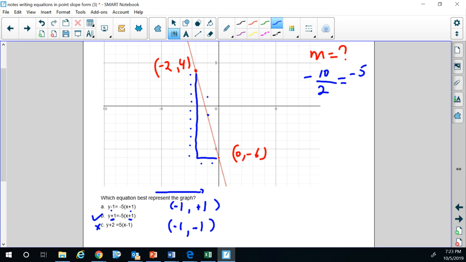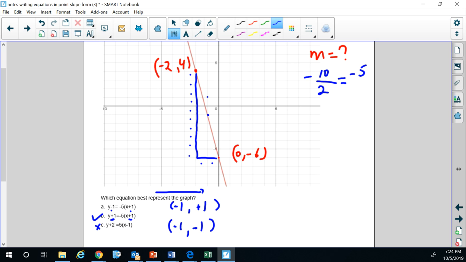Okay? So let's recap. Given that graph and you're asked which equation best represents the line, first you want to find the slope. Next, get the point from the equation. Make sure you have the correct signs. Once you have the point, verify if that point is on the line. And that's how you attack this kind of problem.